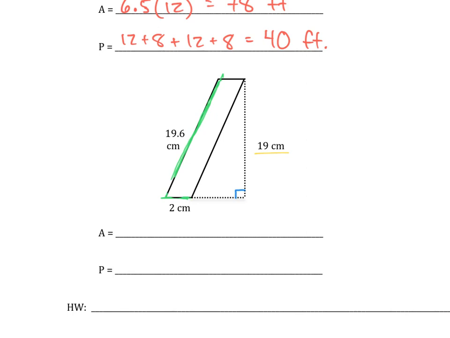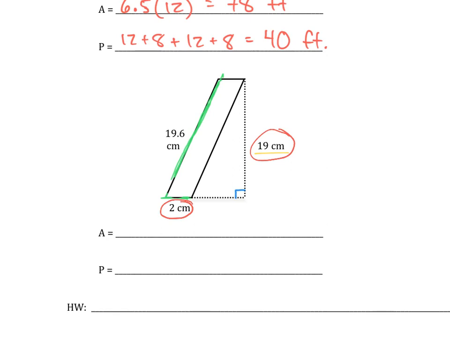So what two numbers do we need to multiply together to get the area? Taylor? 19 times 2? Yes. That is correct. Okay? It's 19 times 2.